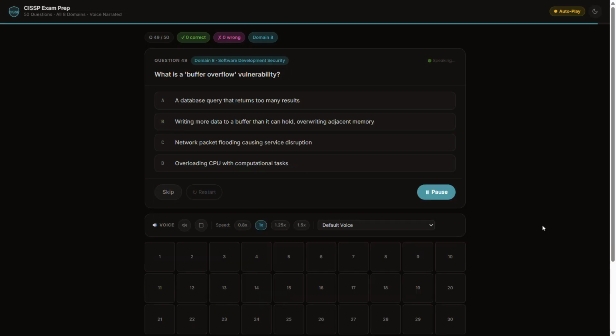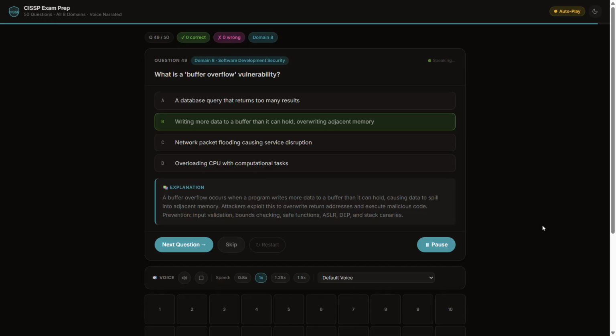Question 49. What is a buffer overflow vulnerability? Options: A. A database query that returns too many results. B. Writing more data to a buffer than it can hold, overwriting adjacent memory. C. Network packet flooding causing service disruption. D. Overloading CPU with computational tasks.